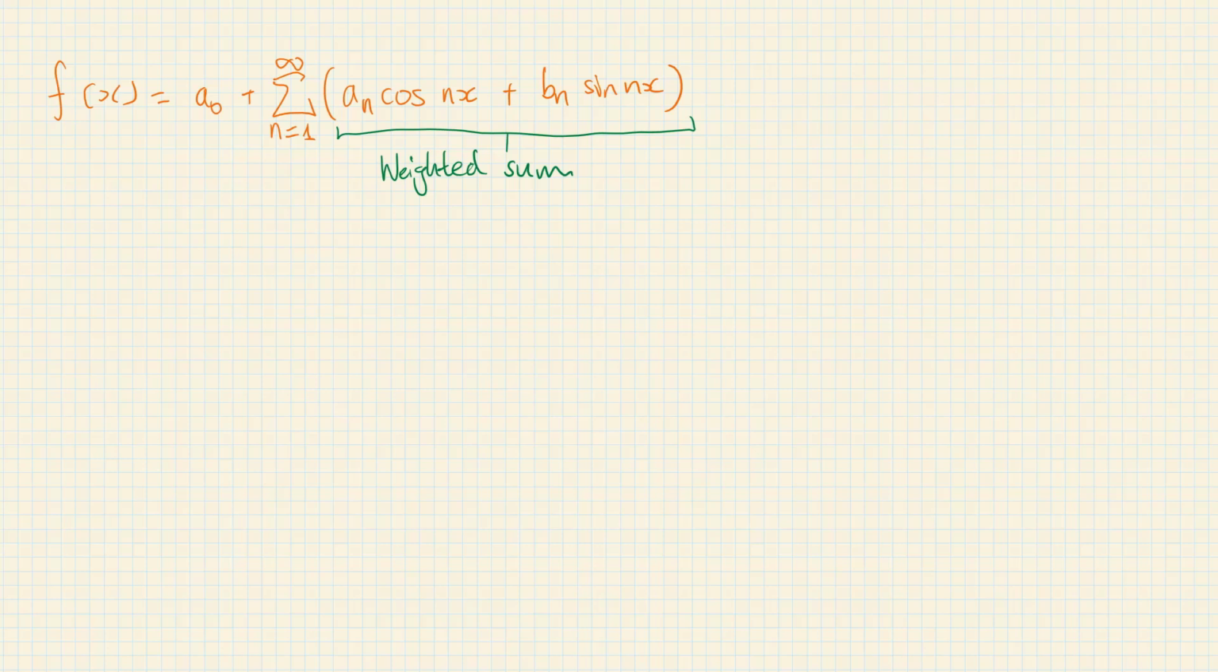So say, for example, we might be summing 1 times cosine of x and 0 times sine of x, and we may be summing half of cosine of 2x and 1 of sine of 2x. So that's basically what a weighted sum means. It means that you can specify how much of each sine and cosine term you want to add to your series.